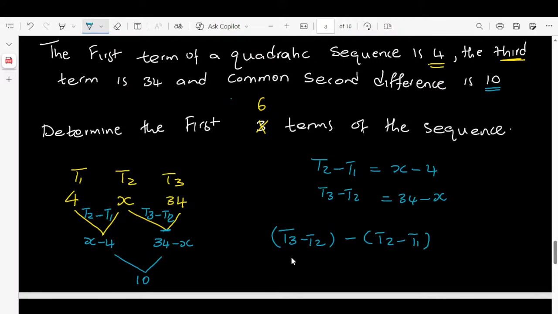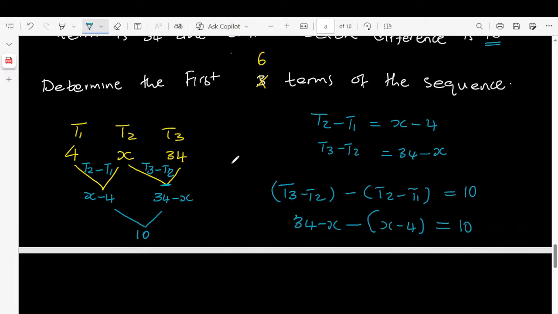So I'm just going to substitute what I have. I know that this is just 34 minus x, minus, make sure that you put this inside the bracket, the x minus 4. The answer that you get, remember we need to equate this to what? To 10. This is my second difference. You see, when it's like this, it will be easy for us to find the value of x. So when we have the value of x, you'll see how we can do this now.